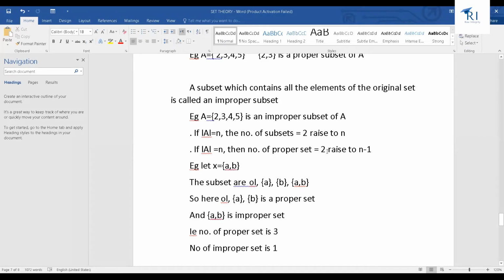The number of proper sets is always, if we have the cardinality of A equal to n, just give it as n, then the number of proper subsets will be 2 raised to n minus 1. Here I can't write it again, so I'll show you how it is actually shown.